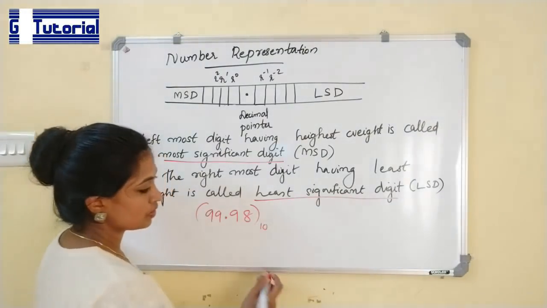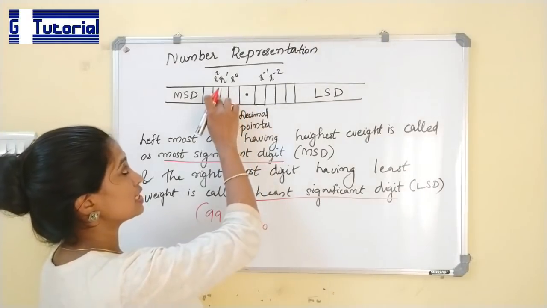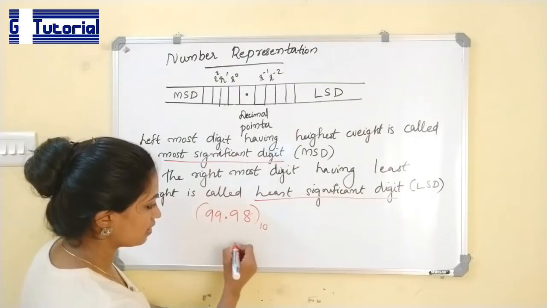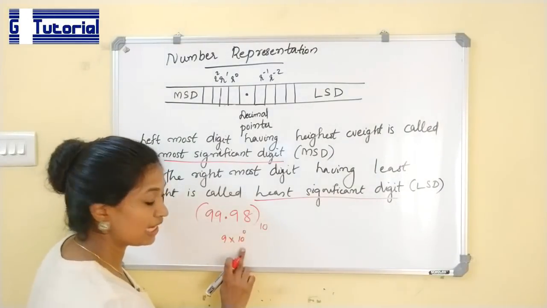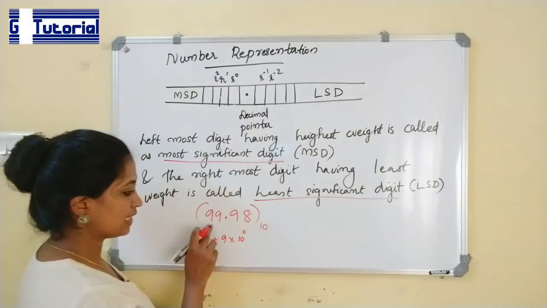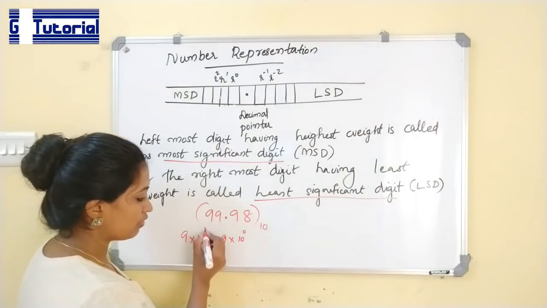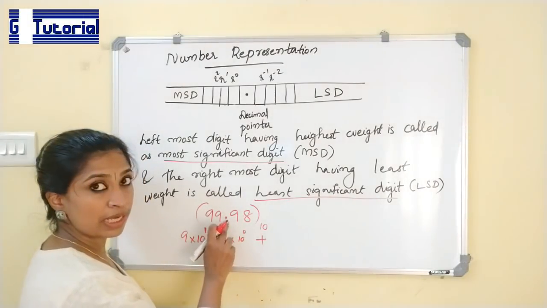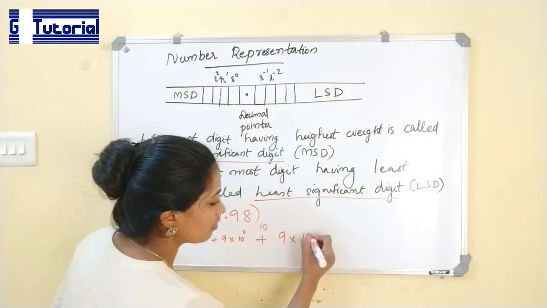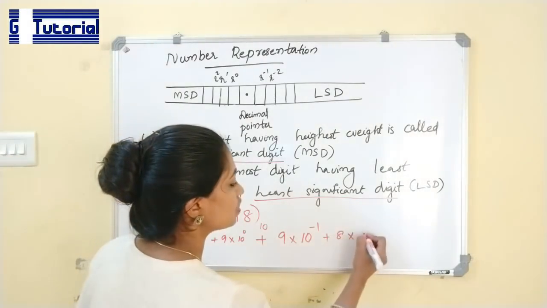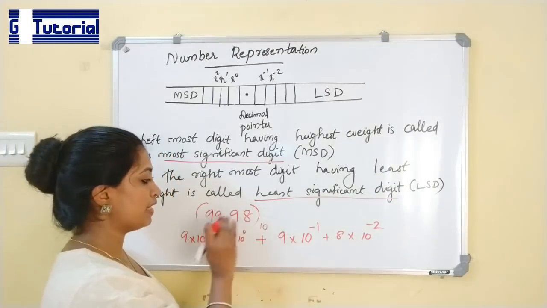This is a decimal number, so its base is 10. Each of its positions is representable. This is the 0th position, this is the 1st position, this is the 2nd position and so on. So we can represent this as, the number before decimal point is represented as 9 into 10 raised to 0, this is the 0th position, its base is 10. Plus next number is again 9, so 9 into 10 raised to 1, first position. Plus the number after decimal point is represented by 10 raised to minus 1. So 9 into 10 raised to minus 1 plus next number 8 into 10 raised to minus 2. By performing this operation, we will get the decimal number 99.98.